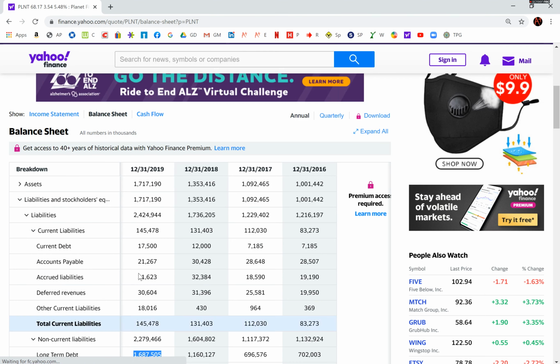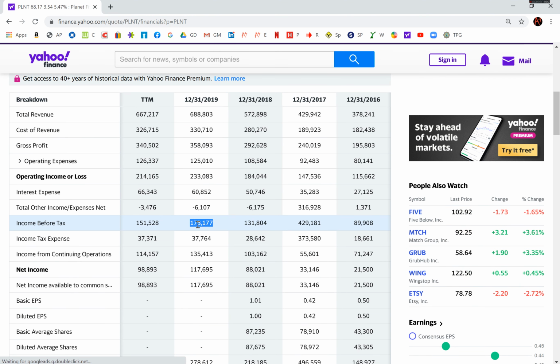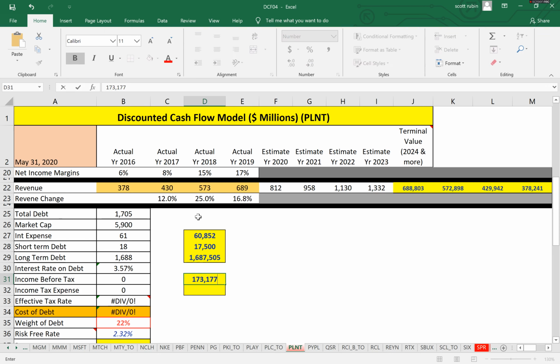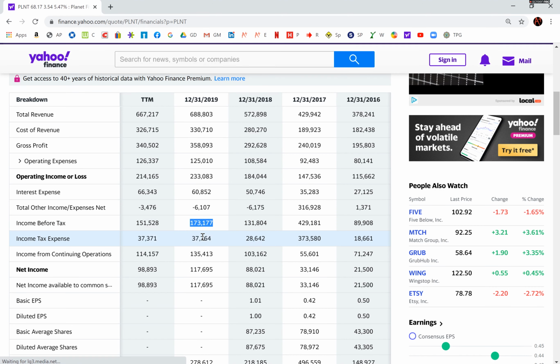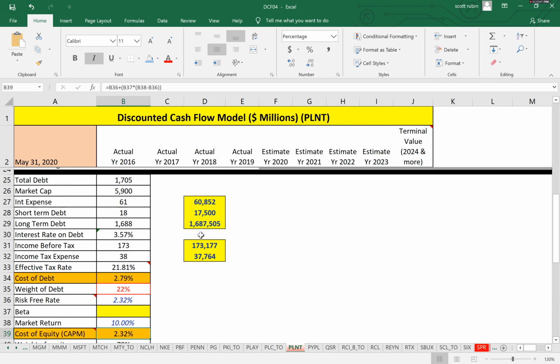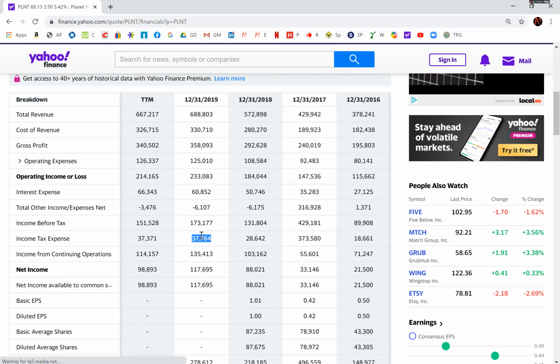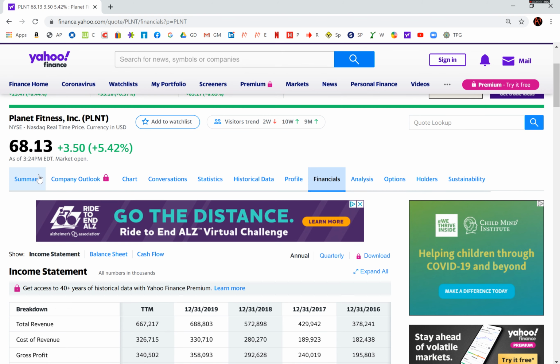Interest payments are tax deductible, so let's go back to the income statement to see their effective tax rate. So let's get the income before tax. The income tax of 38 million. So they pay 21% of taxes. The cost of debt is 2.8%, and 22% of the capital structure is debt, which is decent. It's not great, but it's not too terrible of a number. You want low debt generally when you invest in a company.